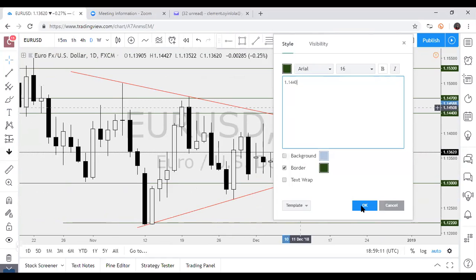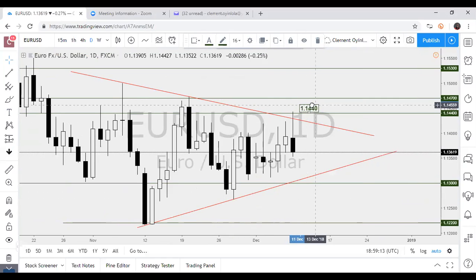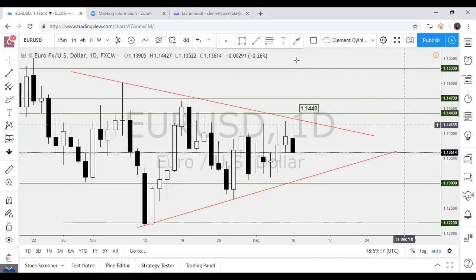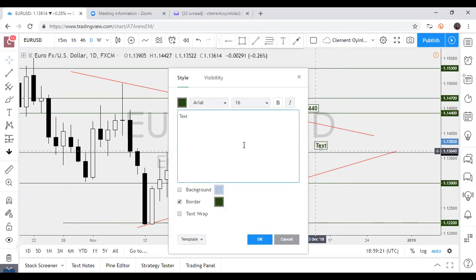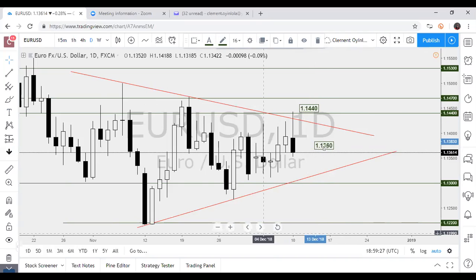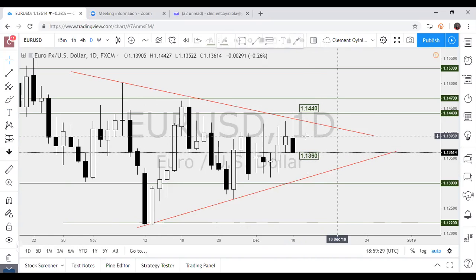I want to explain pips and points. This is 1.1440, and this is where it is currently: 1.1360. Now, to calculate how many pips this has moved, for us to know how far this has moved, we start talking about pips. All we need to do is simply subtract the lower price from the higher price.